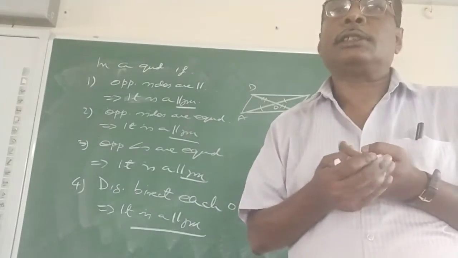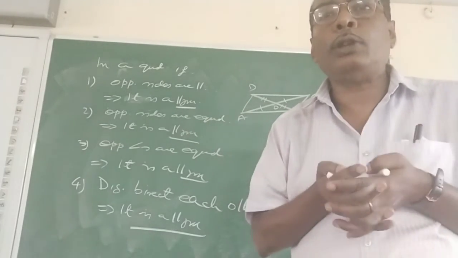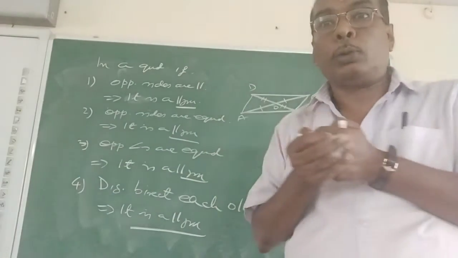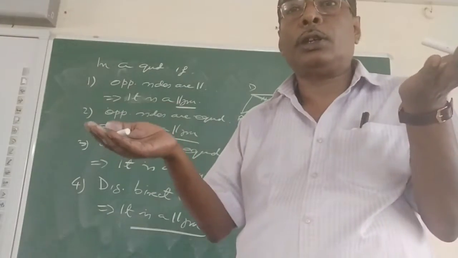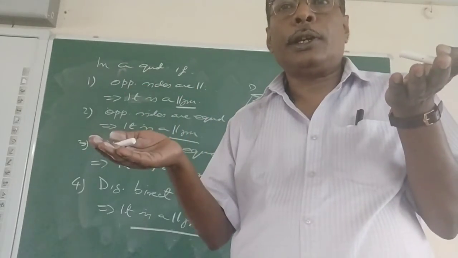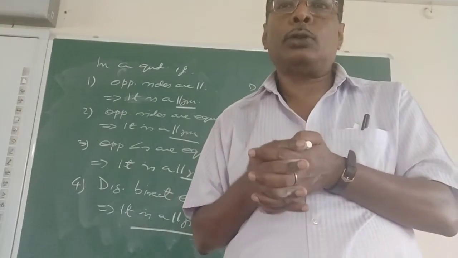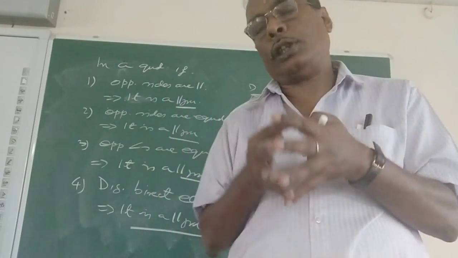Now the question is, sir, so what? If it is a parallelogram, then what will happen? Yes, everything will happen. Definitely in this quadrilateral opposite sides will be parallel, opposite sides will be equal, opposite angles will be equal. So many things you can conclude from there, and you can solve that particular question by using those things.